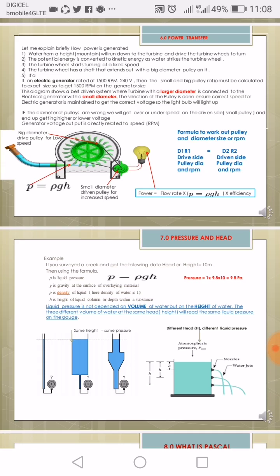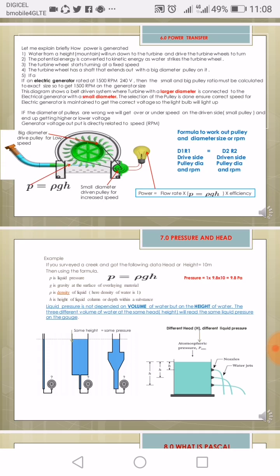So you can look at the diagram, which shows a belt-driven system where a turbine with a large diameter is connected to the electrical generator through a small diameter pulley. Selection of the pulley here is very important, and you can work it out. Here is the formula to work out the pulley diameter size. You only have to know the RPM of the generator. On the driven side you put in the pulley, matching the speed for generating power.